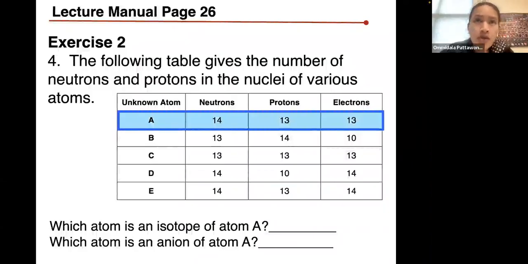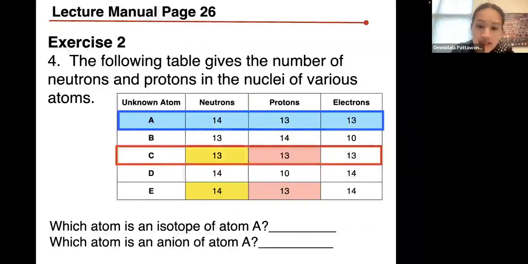You need to go back to the definition of isotope first, right? What is an isotope? Isotopes of the same element contain the same number of protons. So in this case, we need to find the candidates that contain the same number of protons, and that turns out to be C and E. We can eliminate B and D because they have a different number of protons. Remember, isotopes have the same number of protons but a different number of neutrons. If you compare C and E, C has a different number of neutrons compared to A, and E has the same number of neutrons as A. Therefore, the isotope of A would be C.